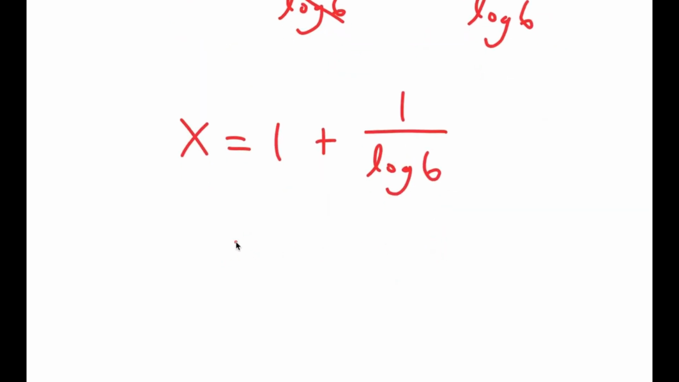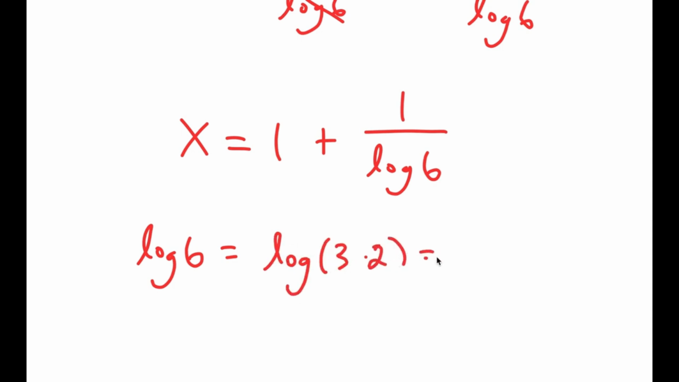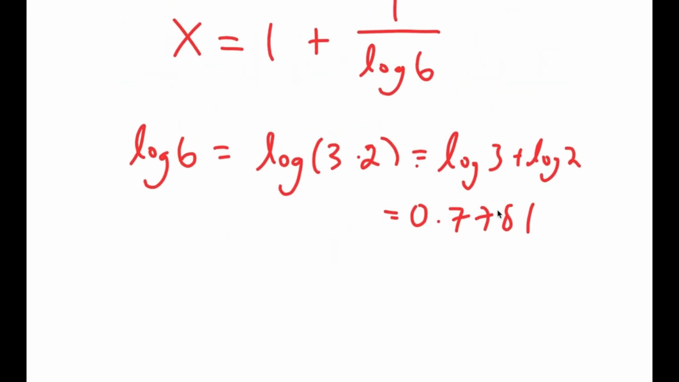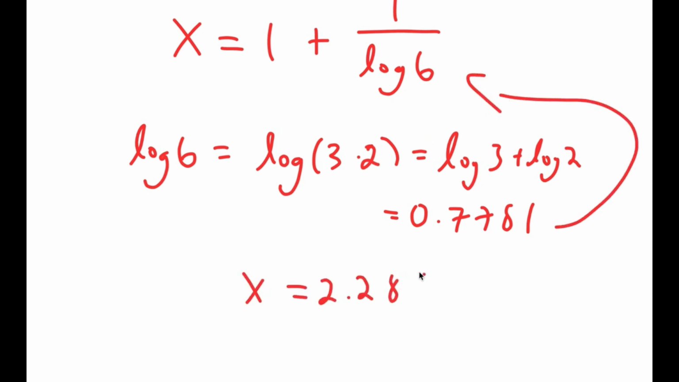And if you guys already didn't know, log 6 is equal to log 3 times 2, which is equal to log 3 plus log 2, which is equal to 0.7781. So if I plug this in for log 6, I am left with x equals 2.2852.